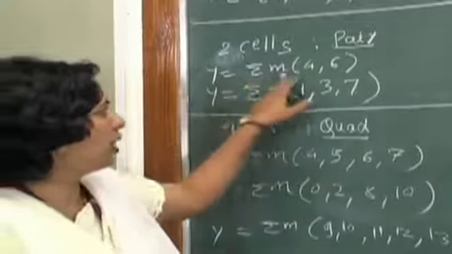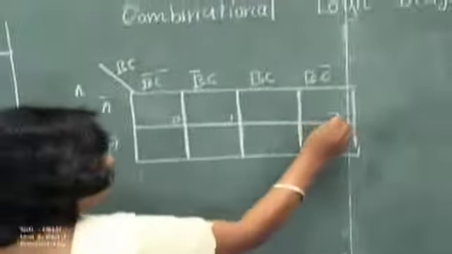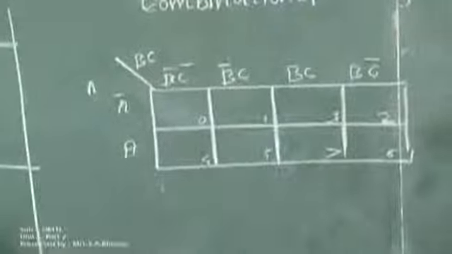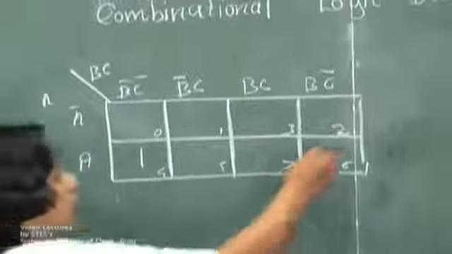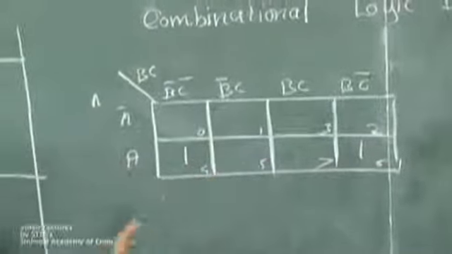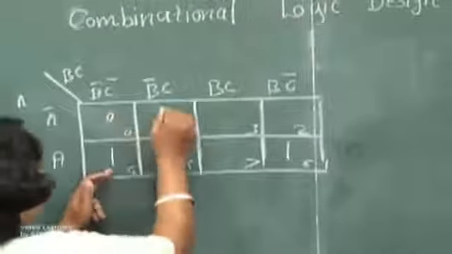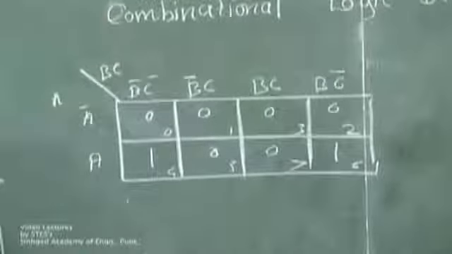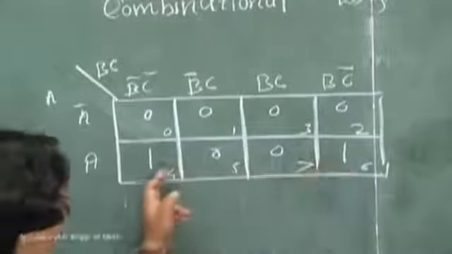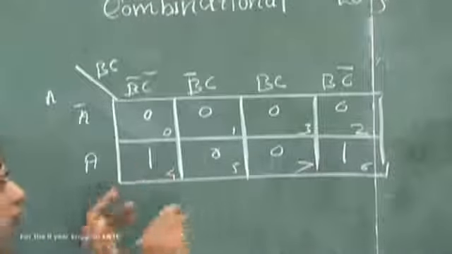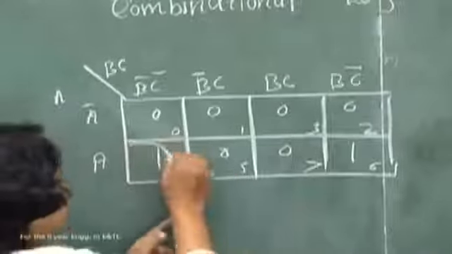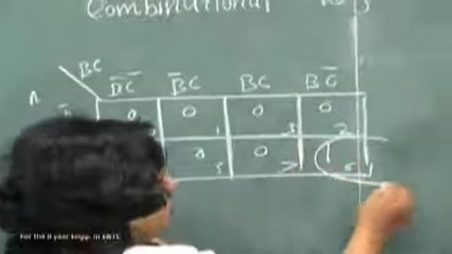So y is equal to summation m 4, 6. Again here we can write down 0, 1, 2, 3, 4, 5, 6 and 7. At 4 it is 1 and at 6 it is 1. Remember, at all the remaining cells it is written as 0. So here I am going to group these 2 ones. But just now I told that we can group only 2 adjacent ones. Here we can use the folding property. If I fold this entire thing, this one and this one will become adjacent. So again, this and this can be coupled.